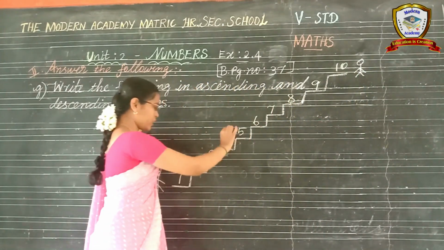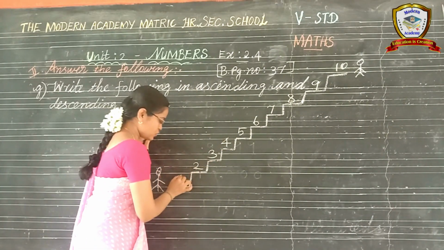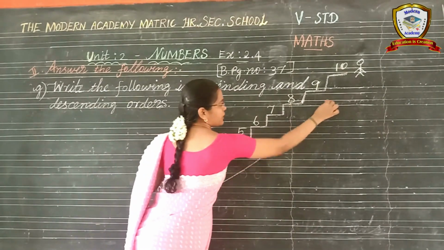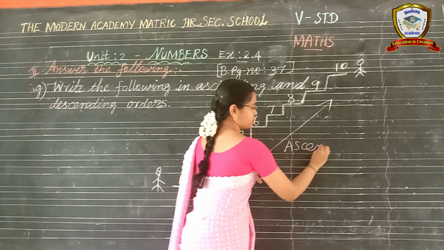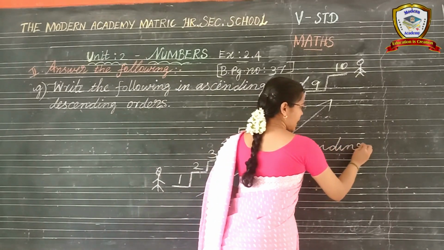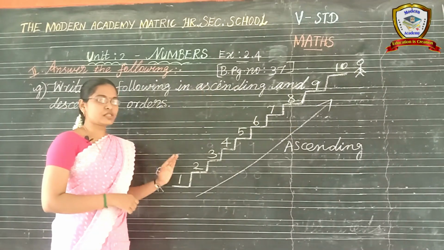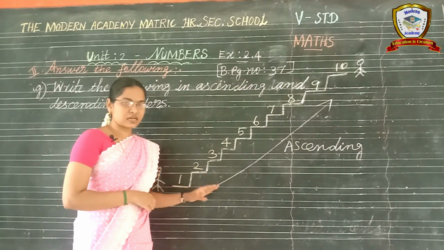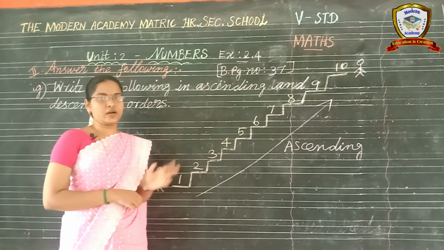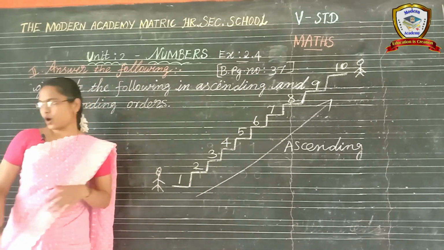So ascending order means you have to arrange the numbers from smallest to biggest. That is called ascending order. Ascending order means arranging the numbers from smallest to greatest. Next, descending order. What does descending order mean? Listen.